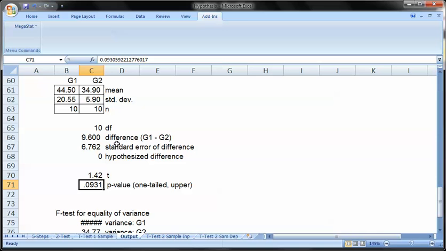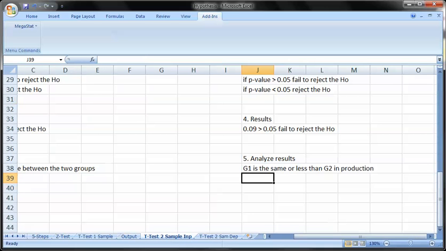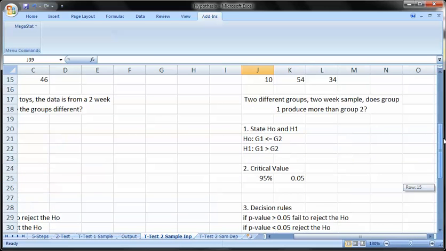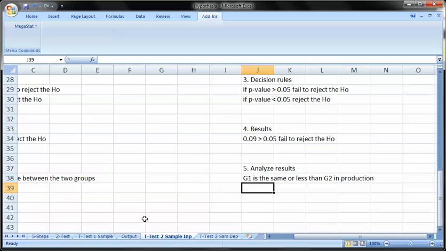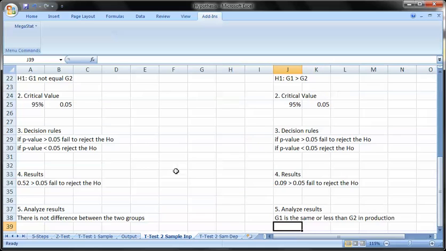Now, looking at the output, you would say, well, G1 seems to be doing a lot better, at least by 10. Well, the problem is this standard deviation. They have a lot more volatility, so they could be higher or lower or the same. We don't know. What we do know is that it may look like G1 is bigger, but that is not necessarily true. So we have to be careful about that type of thing. Okay, so that is the t-test, two samples for independent groups.